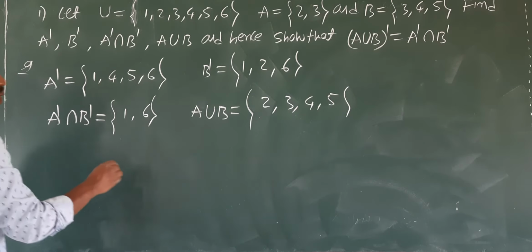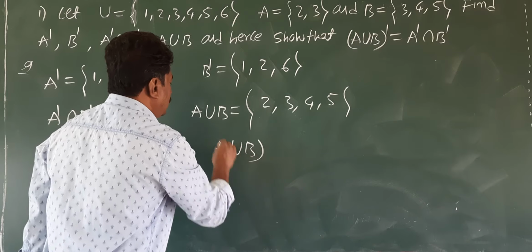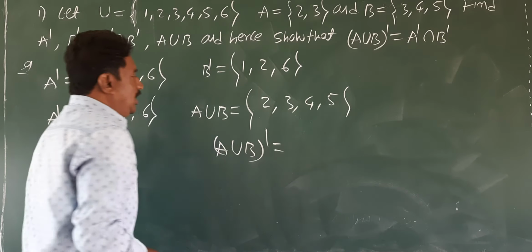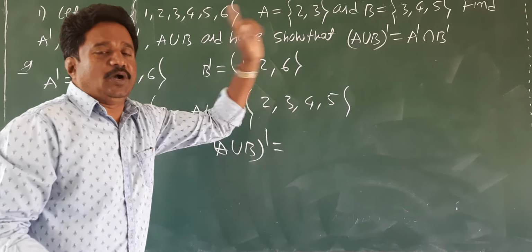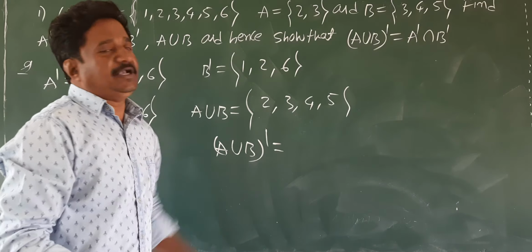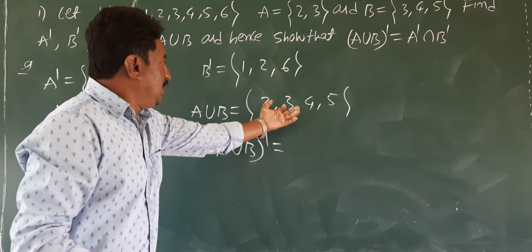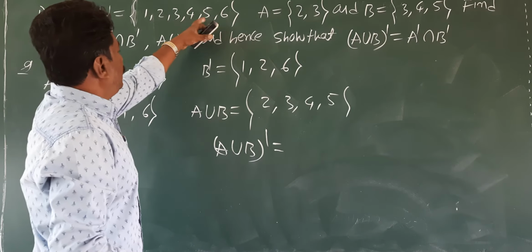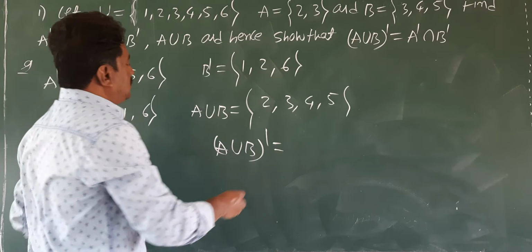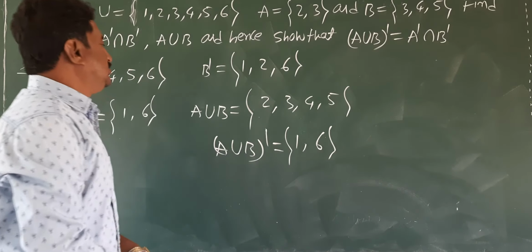A union B whole dash means U minus A union B. Leaving these out: 2, 3, 4, 5. So remaining elements are 1, 6.